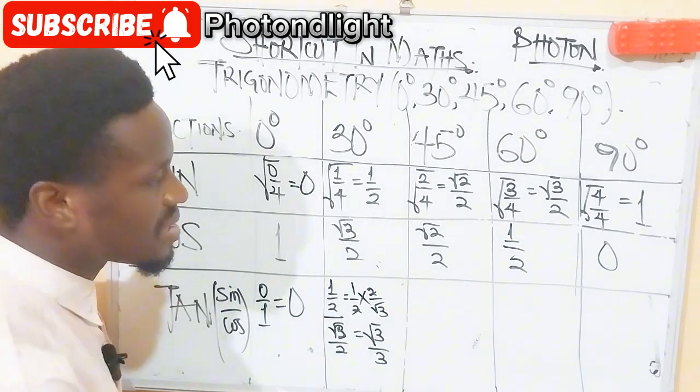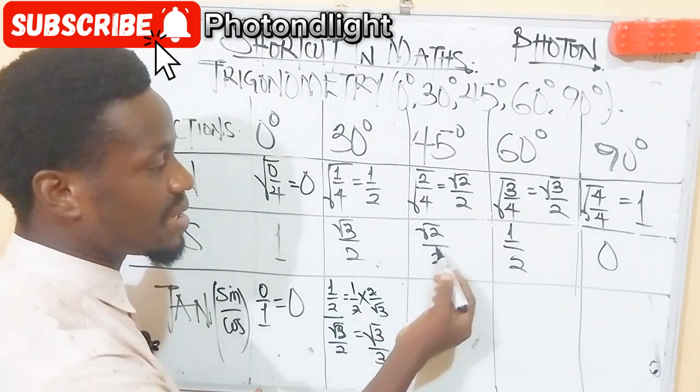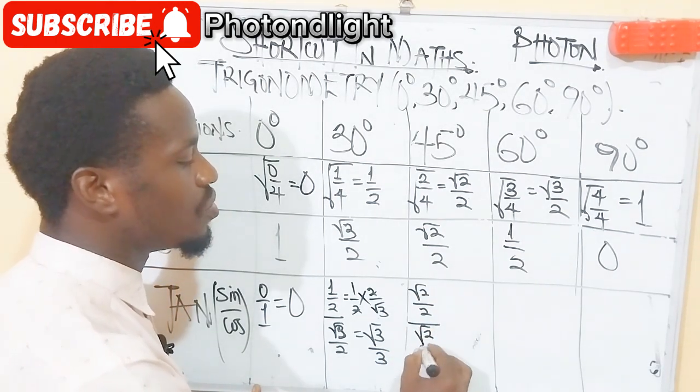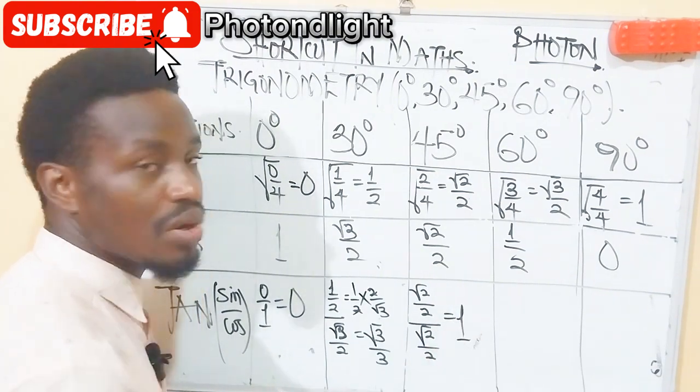All right. We move to the next one. Root 2 over 2 is simply going to divide root 2 over 2. So we have root 2 over 2 divided by root 2 over 2. And that will give us 1.